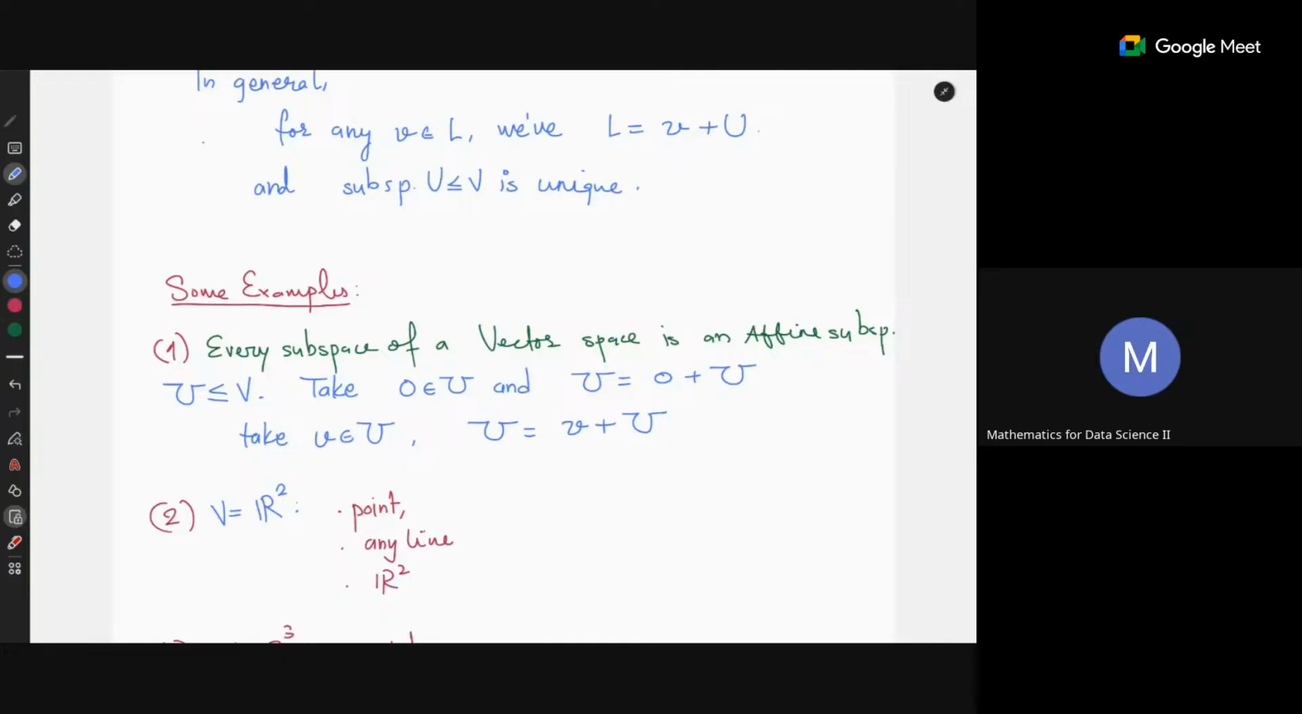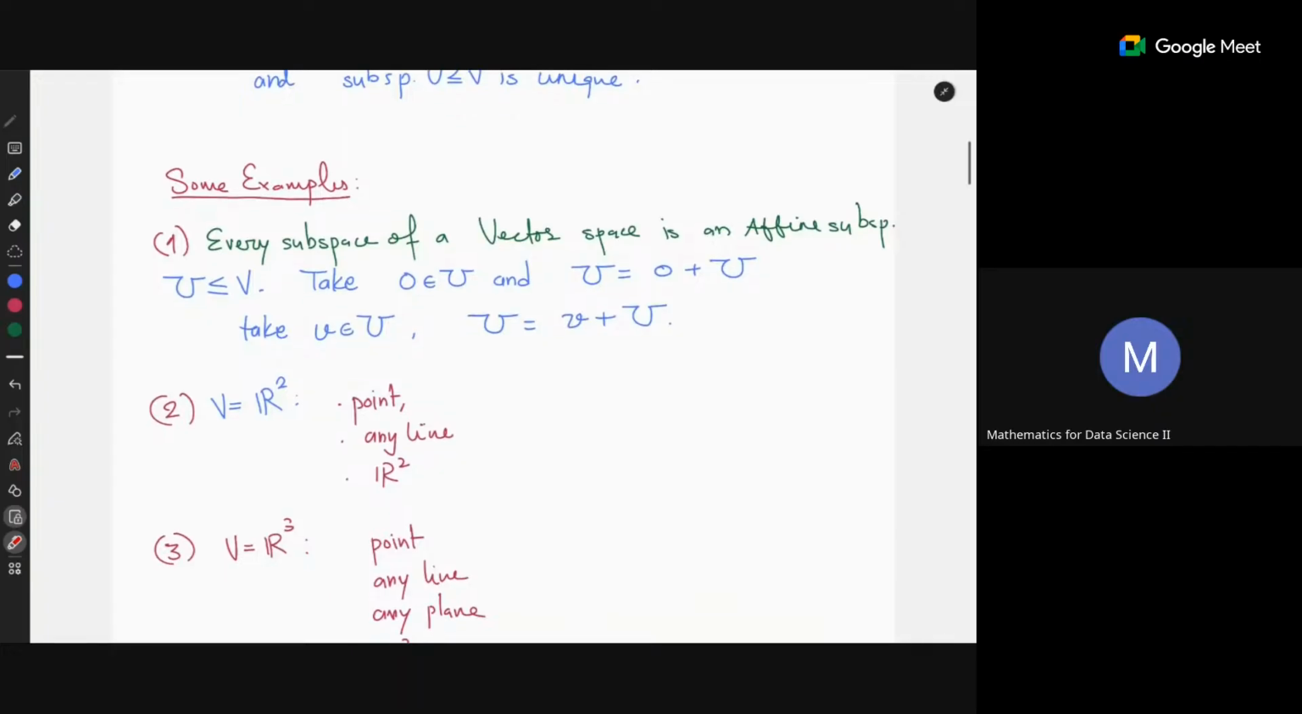So you can take any vector and you are just adding that vector to u, and then it is closed. So you are still in u. You are not going outside. Okay, so this makes sense. So in other words, any subspace of a vector space is an affine subspace.